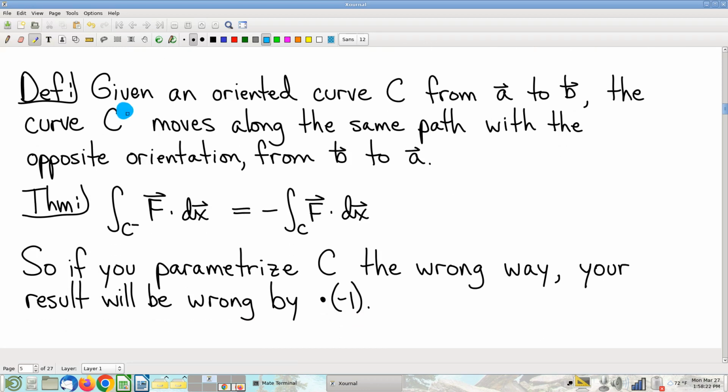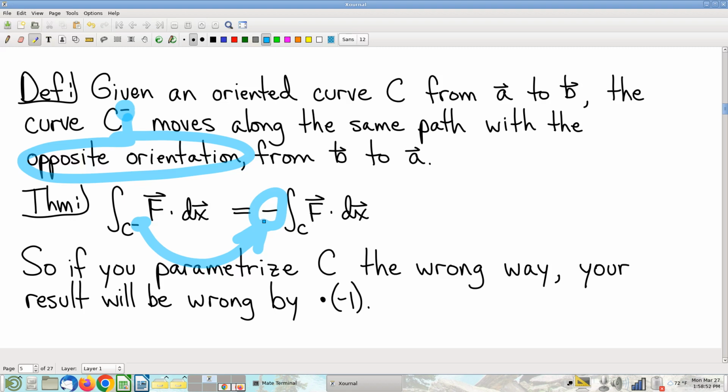Let's label with a superscript of a minus sign what we mean by going the opposite orientation. So if I have a curve C that goes from A to B, then C minus, same underlying curve, just going backwards from B to A, will give you the negative of the previous answer.